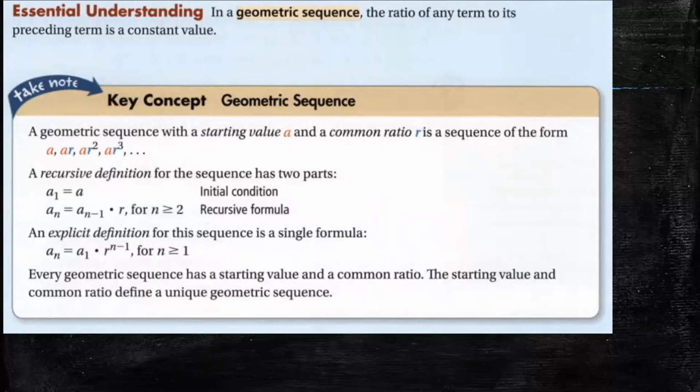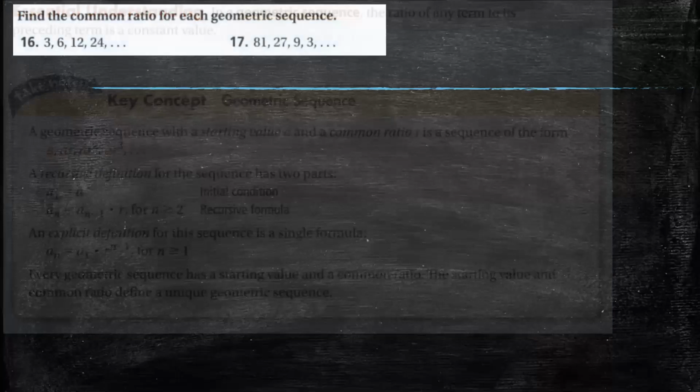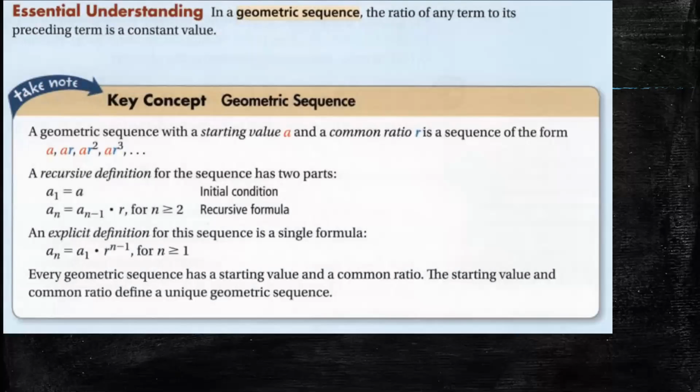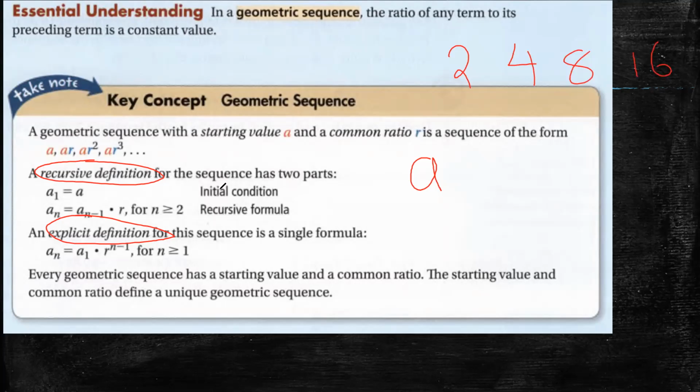Okay. So now to represent the geometric sequence, we will use two types of definition, recursive and explicit. For the recursive, what is the meaning of recursive? The recursive means if I want to find, like 2, 4, 8, and 16, if I want to find this 8, I must go back to its previous one. If I don't have its previous, I cannot find this term.